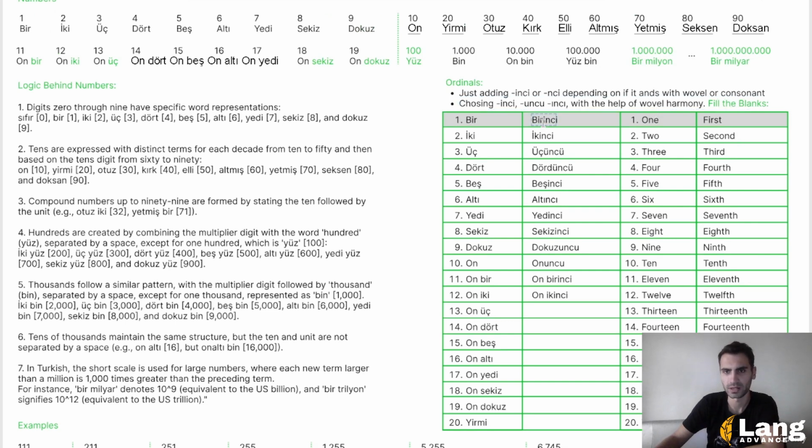Now, these are ordinals. It's like first, second, third, fourth. And it is simpler than English because first is like bir, inci. One, first. Birinci, ikinci, üçüncü, dördüncü, beşinci, altıncı, yedinci, sekizinci, dokuzuncu, onuncu, 11th, 12th.